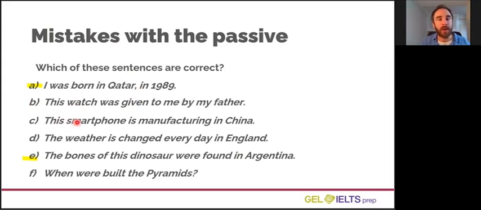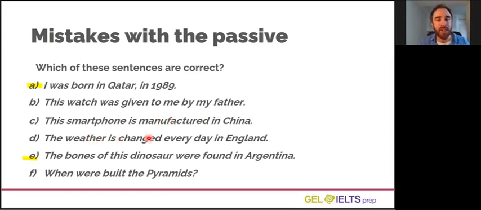C, this smartphone is manufacturing in China. At the moment, this sentence is present continuous, which is incorrect. We want passive. Passive is the verb be plus past participle, which is not ing. It's, in this case, ed, is manufactured in China.